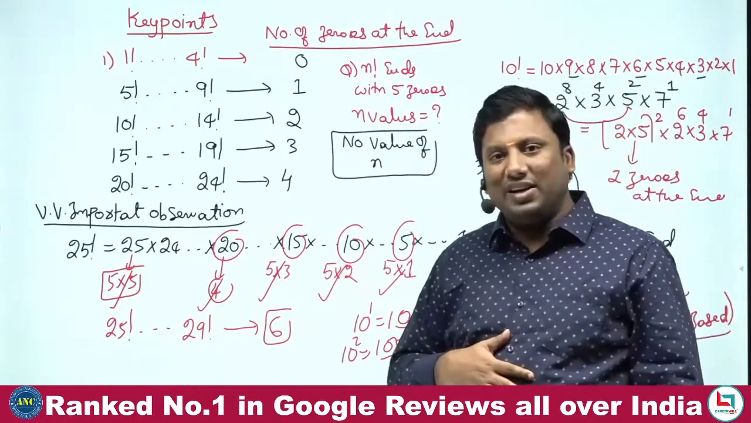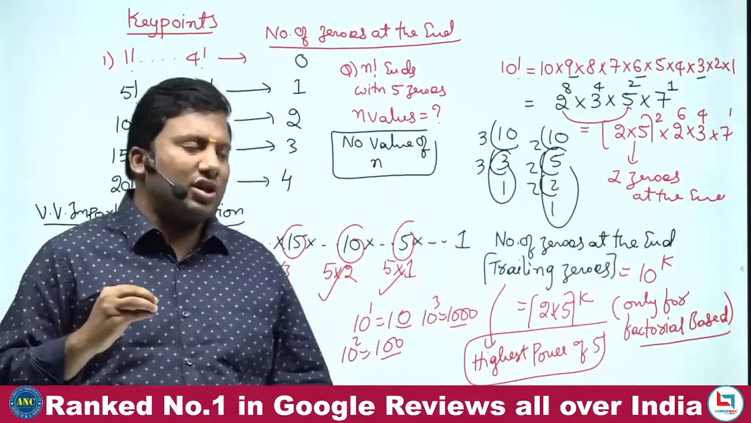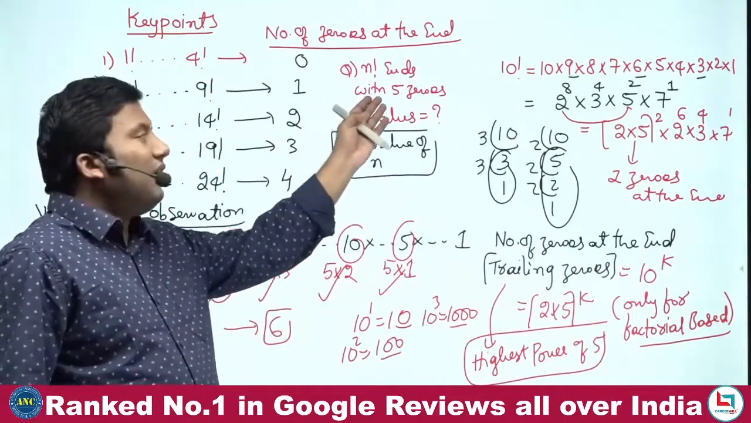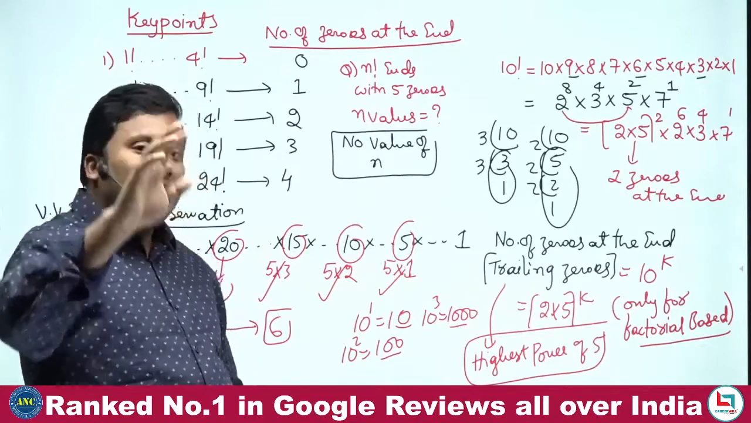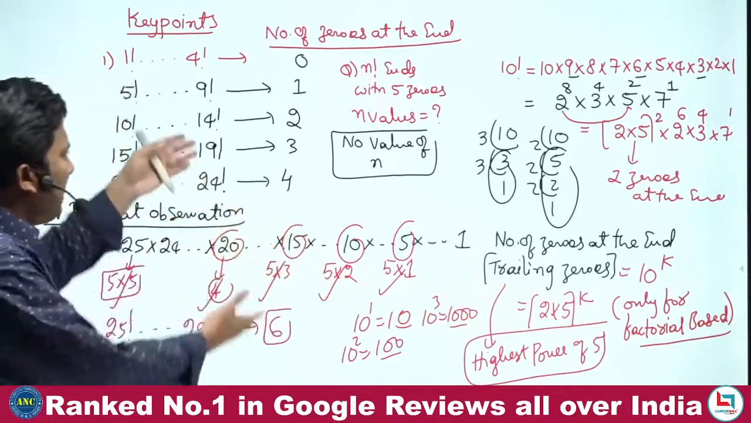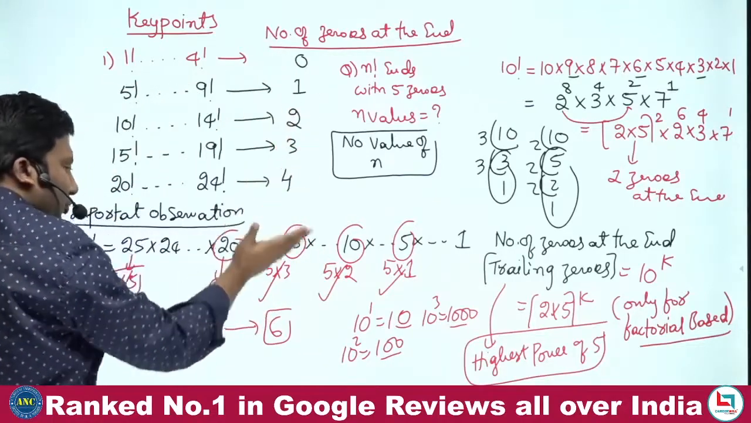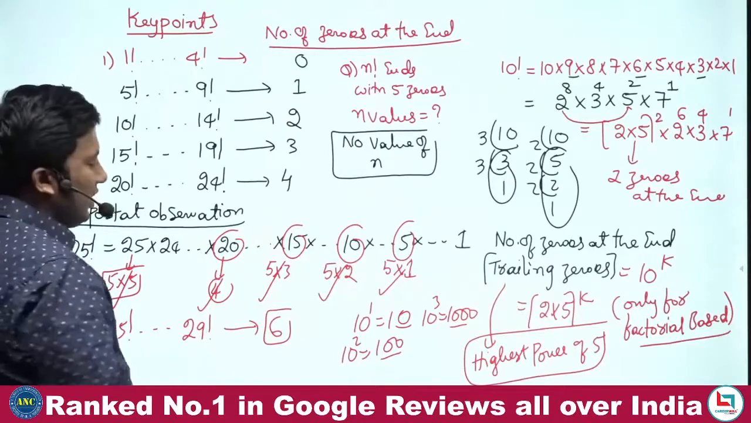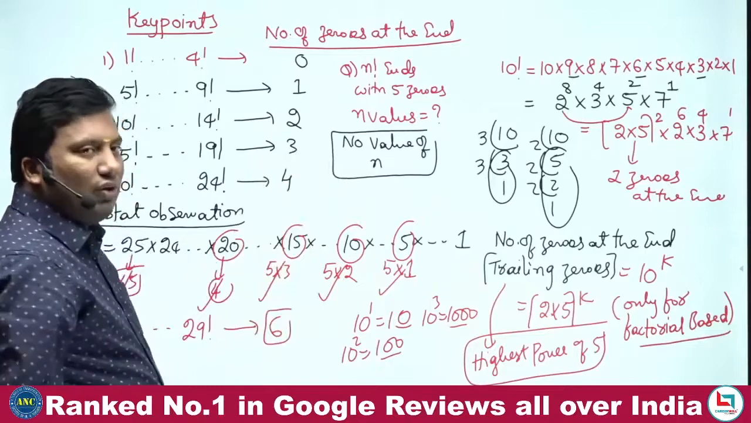I hope the idea is clear. Very simple foundation level question. Sir, what if instead of 5 it is 25, 35, 45, 65? How to find the values? It's a very simple observation. 0, 1, 2, 3, 4. From 4 there is a direct jump to 6. There are no 5 zeros at the end. So the answer is no value for n.